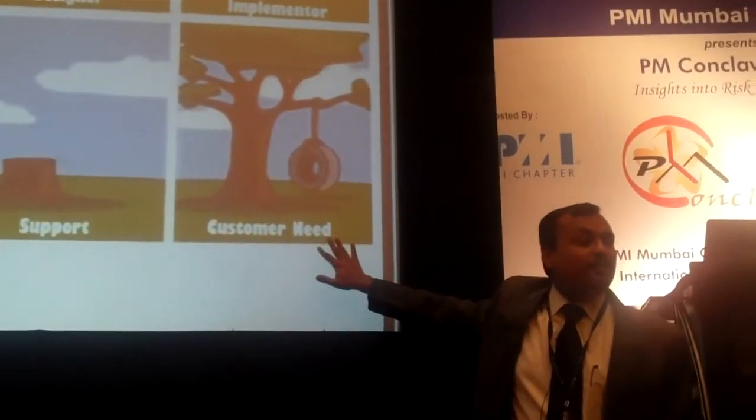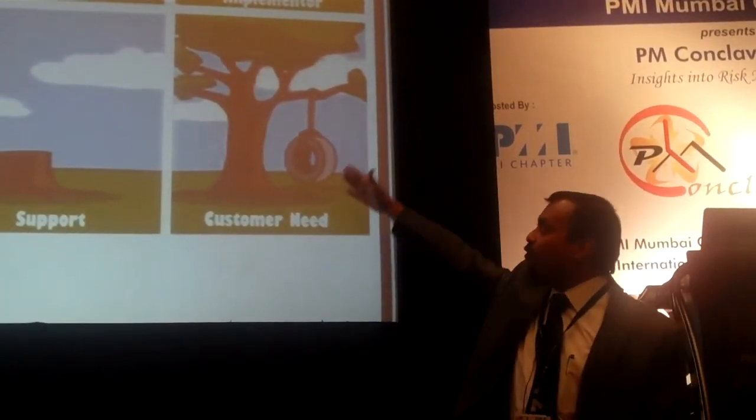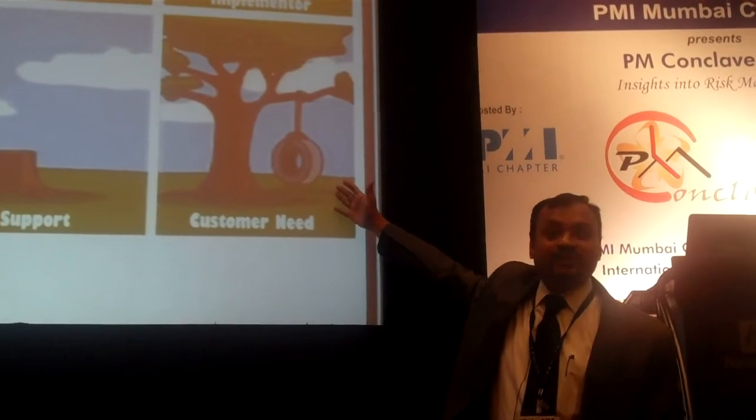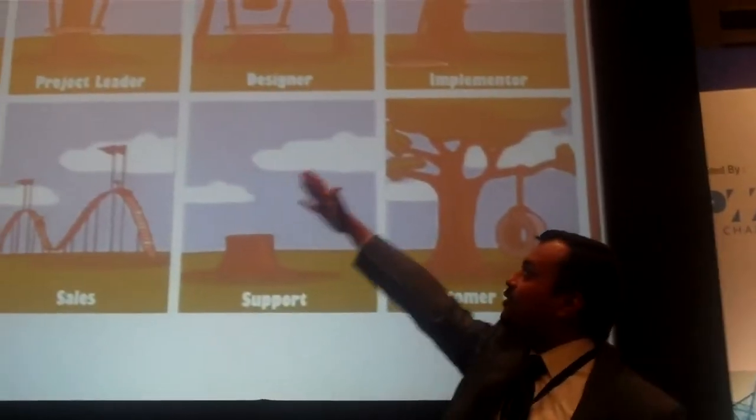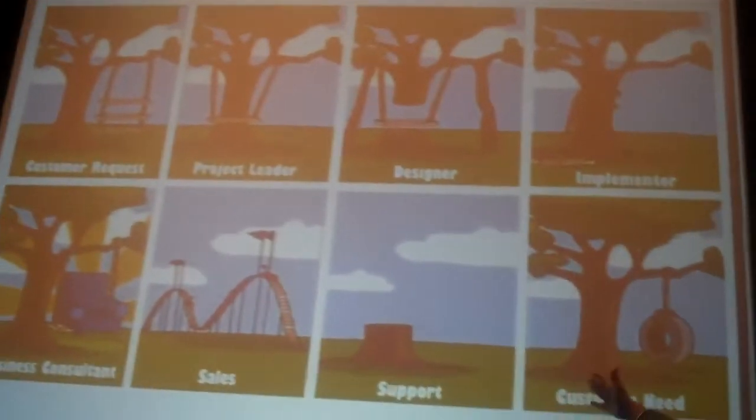But this is the problem. This is what the customer wanted. Customer just needed a rope tied to a tire so that he can swing. That's how we explained it. And look at the mess. Look at the mess. Yeah?